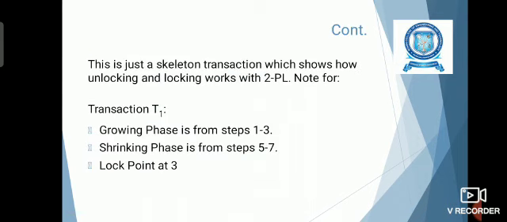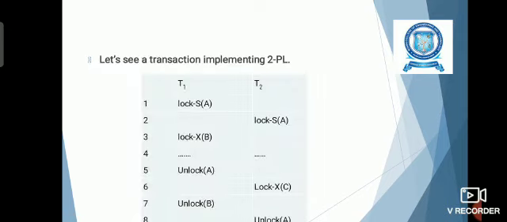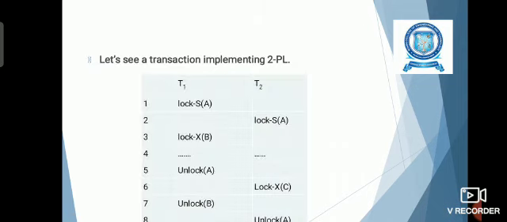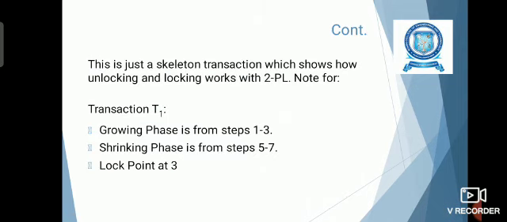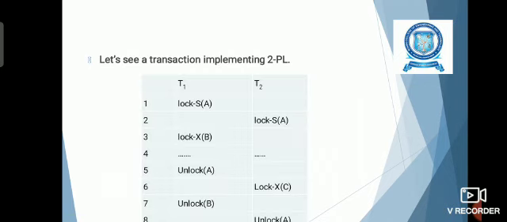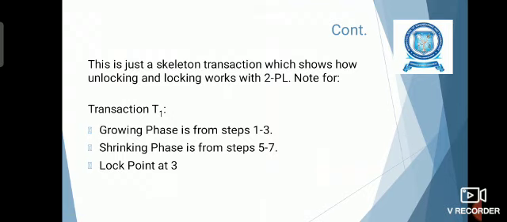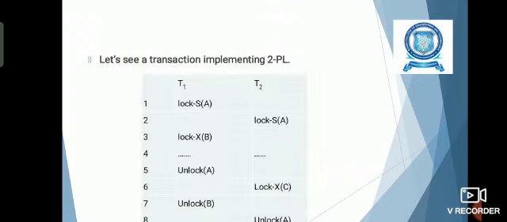So here we can tell with the time instant, for the transaction T1, the steps 1 to 3 is called as growing phase, and for the transaction T1, the steps 5 to 7 can be called as a shrinking phase, since in the shrinking phase the transaction is releasing its lock.